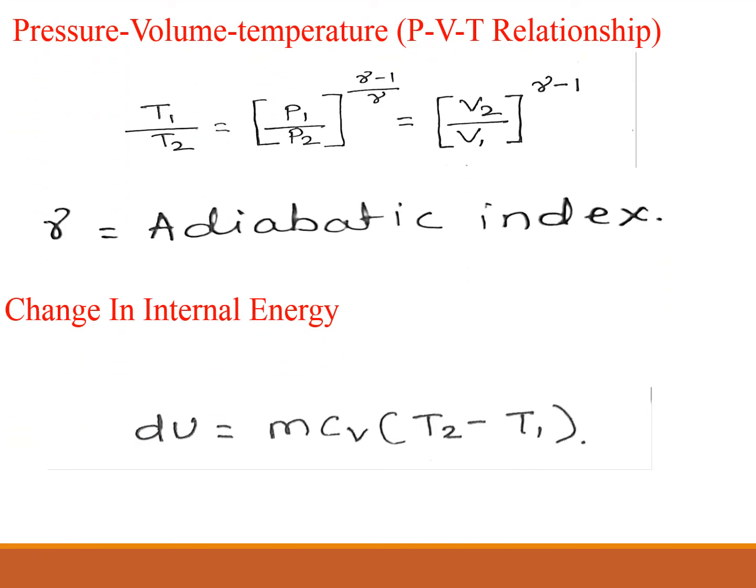PVT relation for adiabatic process. Gamma is adiabatic index. So the PVT relation is T1 upon T2 is equal to P1 upon P2 raised to gamma minus 1 upon gamma is equal to V2 upon V1 raised to gamma minus 1. Gamma is adiabatic index. Change in internal energy is equal to mCv (T2 minus T1).